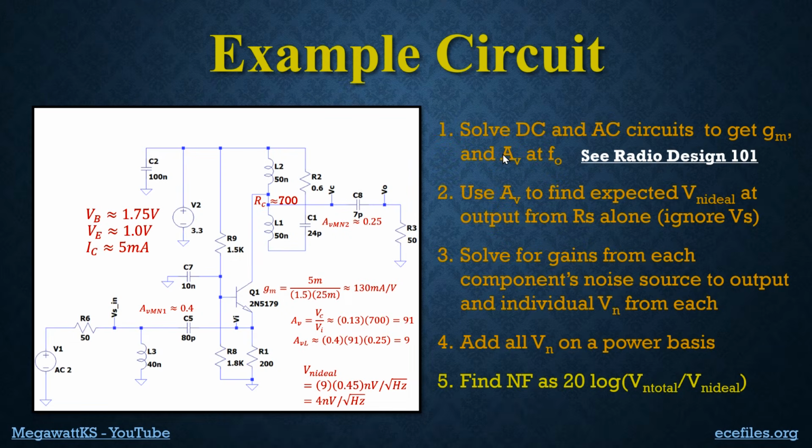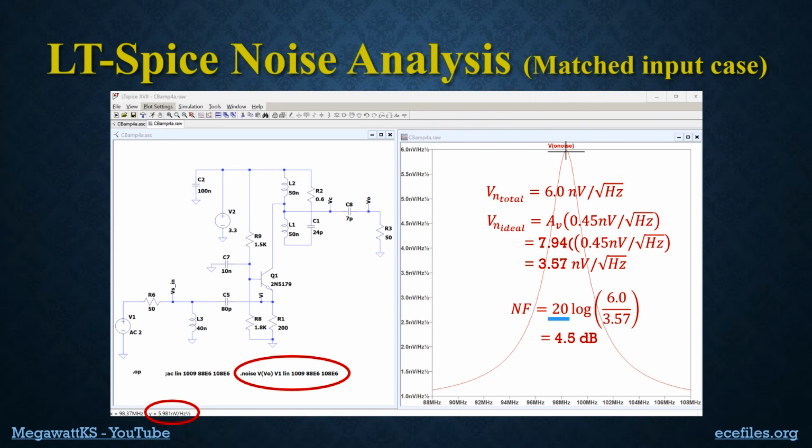So what that graph has just shown us is the voltage gain at the center frequency. Now we need to find out the expected ideal output voltage if the amplifier was noiseless. And then ultimately what it is with all the noise sources involved, and then finally the actual noise figure. And here is that simulation.